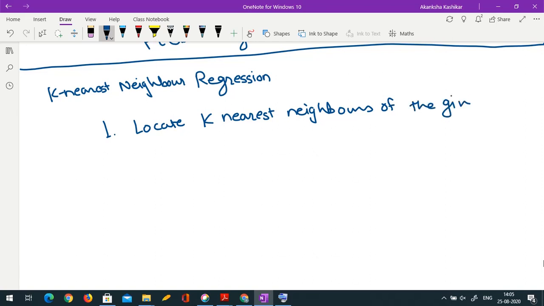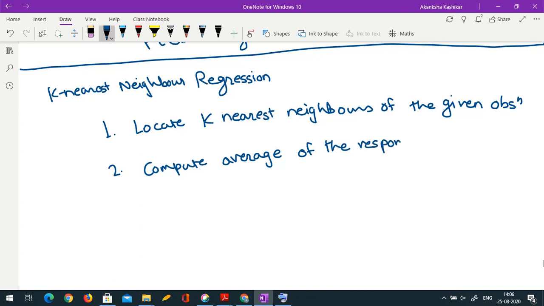Locate k nearest neighbors of the given observation, and then here I can't take majority class because I am now not in the classification setup. So I will have continuous response y. So compute the average of the responses of these k observations. And that becomes your y hat.